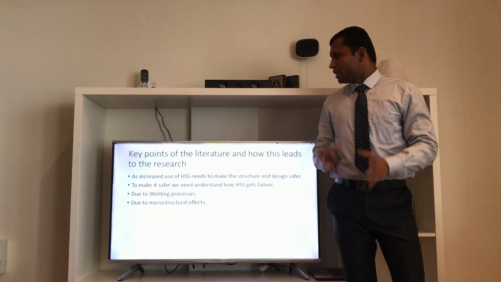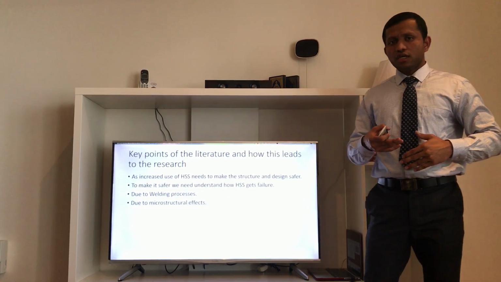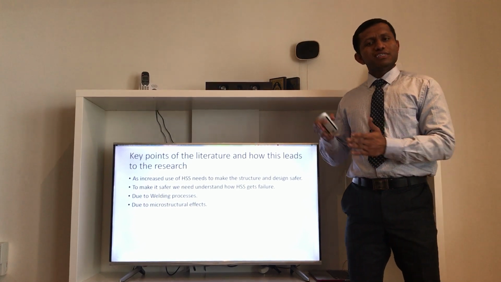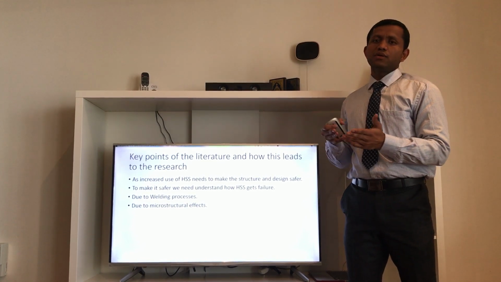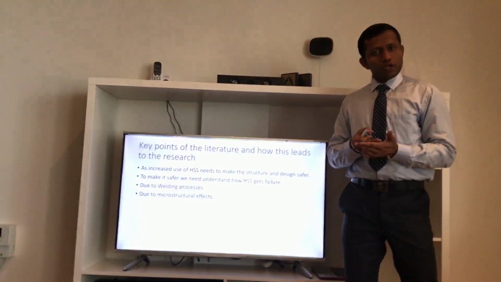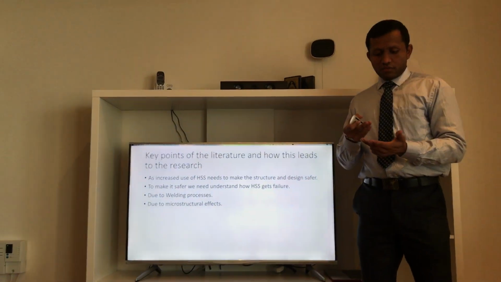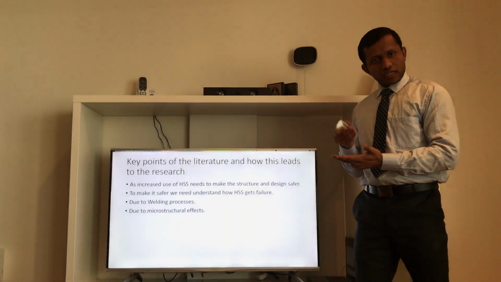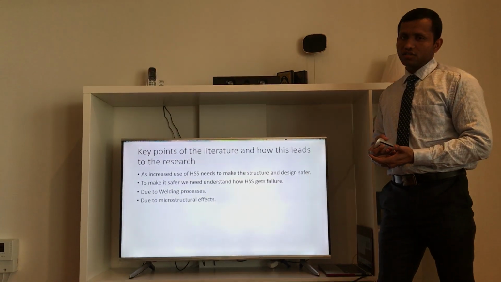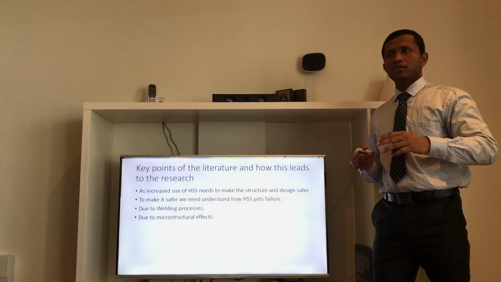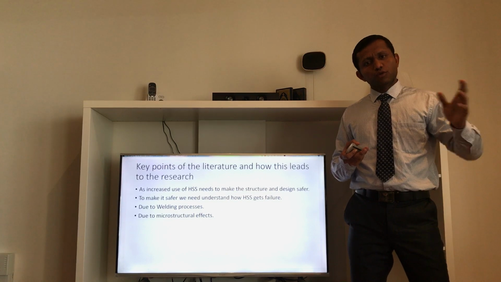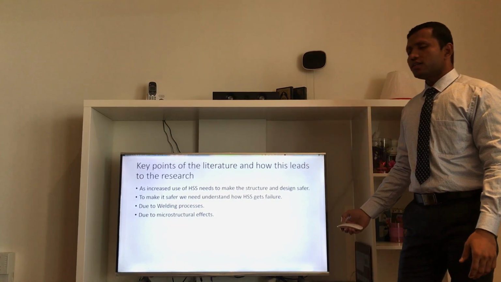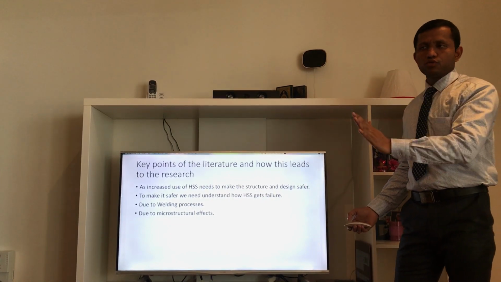So these are the key points of my literature review, which lead to the research topic. Because of these three points, that is the crack generation, the welding heat input method for the welding of high strength steel, and the third one, microstructure, these three points lead to cracking of the high strength steel, which leads to the research on how we can avoid them to make it more safe.